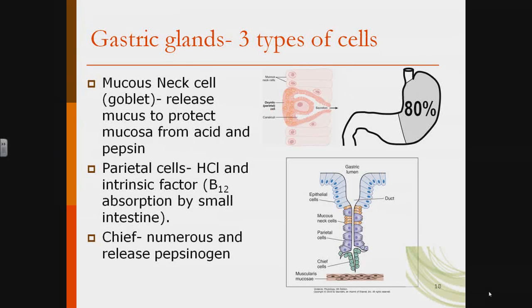They secrete hydrochloric acid and intrinsic factor, and we need that intrinsic factor in order to absorb vitamin B12 in the ileum of the small intestine. That helps us avoid megaloblastic anemia. Deeper in the gastric gland, we see chief cells. They are the most numerous, that's why they're called chief, and they release pepsinogen. As the pepsinogen moves into the gastric lumen, it's exposed to the hydrochloric acid secreted by the parietal cells, and this converts pepsinogen into pepsin, which can now hydrolyze peptide bonds of the proteins you've just eaten.